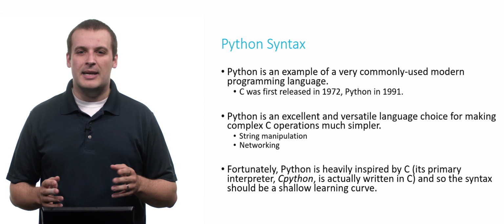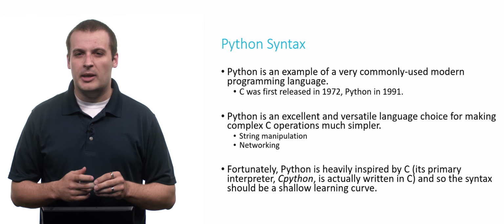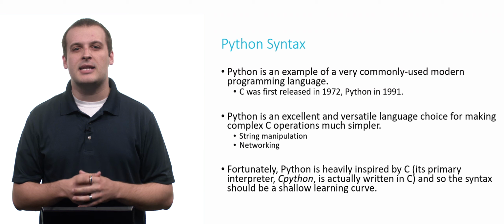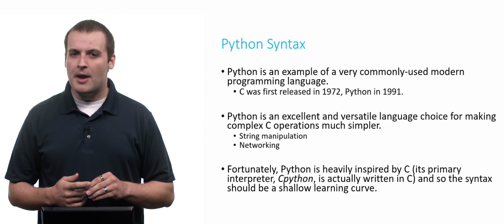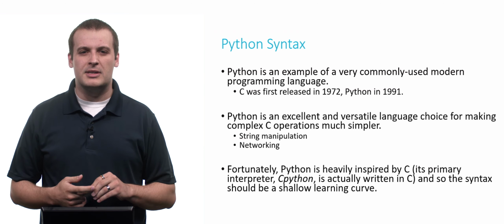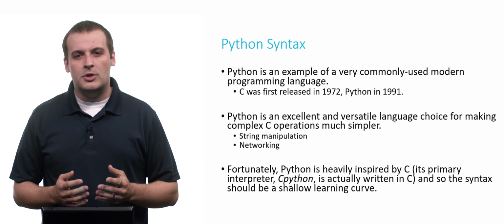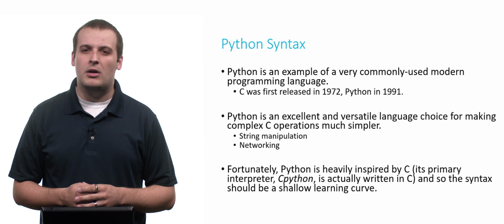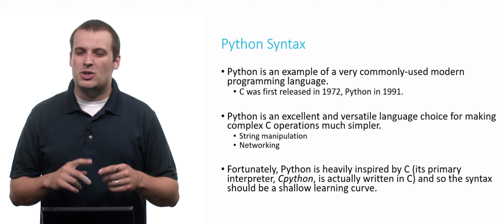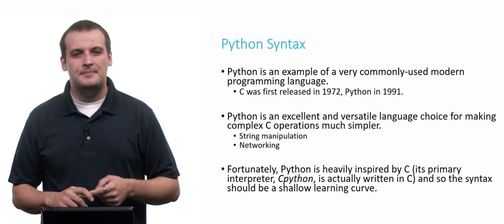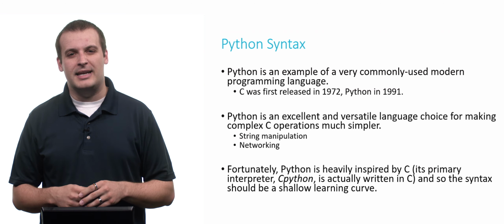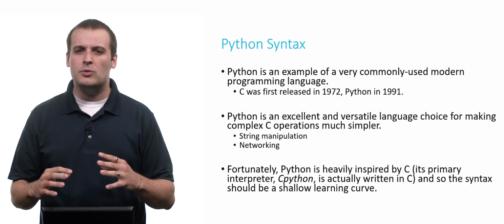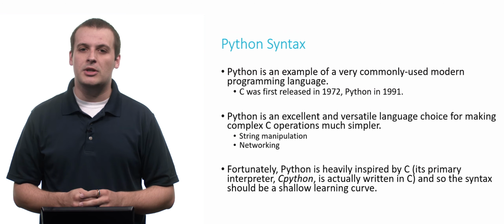Now, Python is an example of a pretty commonly used modern programming language. It's probably in the top 5 or 6 at the time this video is being recorded. It's been around, though, for a while. It's been around for over 25 years. And it's really a great language choice for making some complex operations in C a lot easier. So you may recall working with C that string manipulation can be really challenging. And it also simplifies things like networking, and really it's a general purpose utility language that you can use to do a lot of stuff.